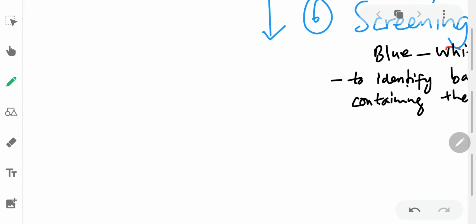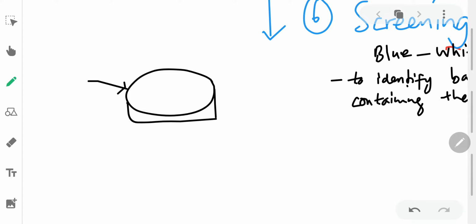what happens is the bacteria will be cloned in a petri dish containing a sugar called X-gal and an antibiotic called ampicillin. Okay.